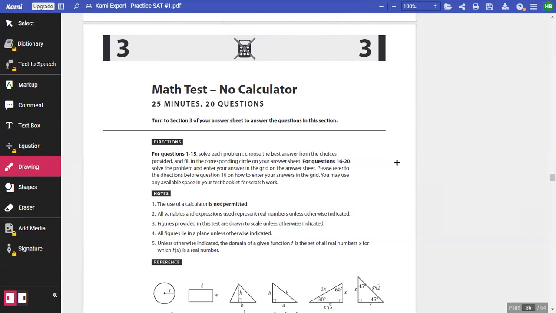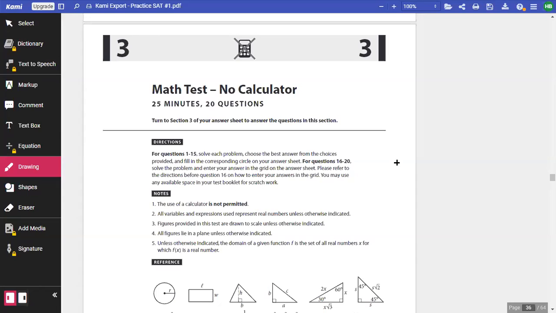Today I'll be covering how to do section 3 of the first practice test on the College Board website. For this test, you're given 25 minutes to complete 20 questions, which gives you a little bit over a minute per question. The good news is that the questions are really simple. They don't have that many steps. And most of them are algebra.